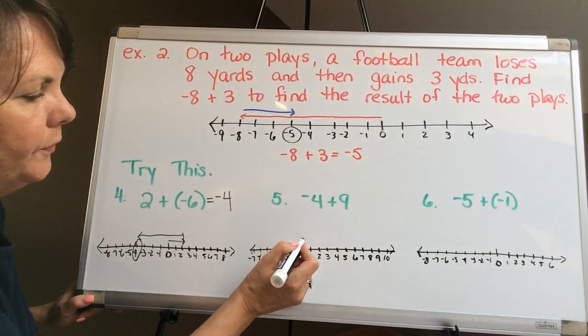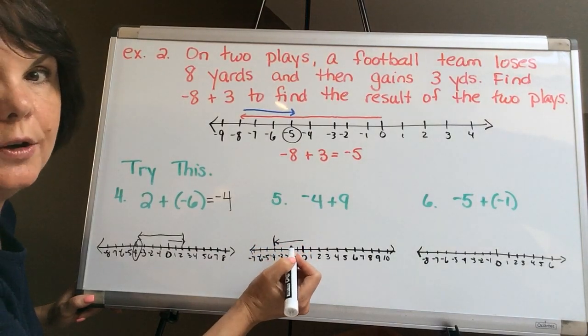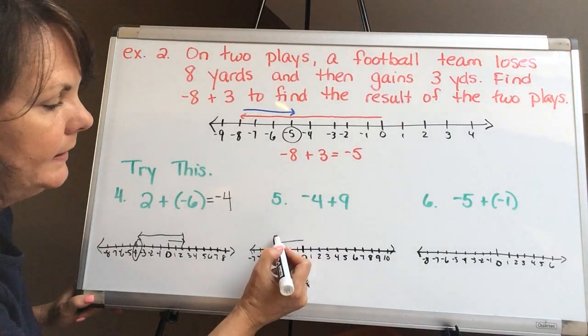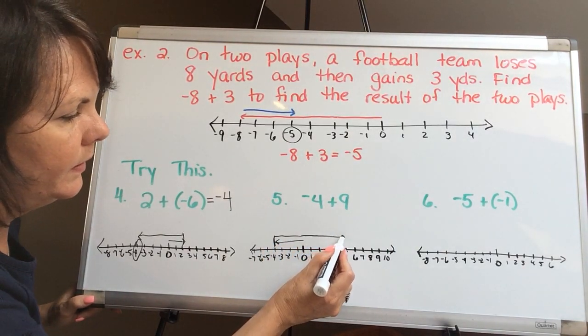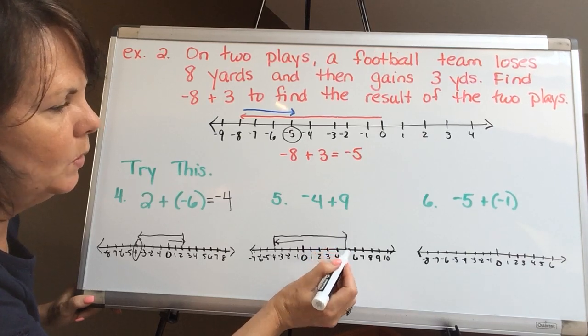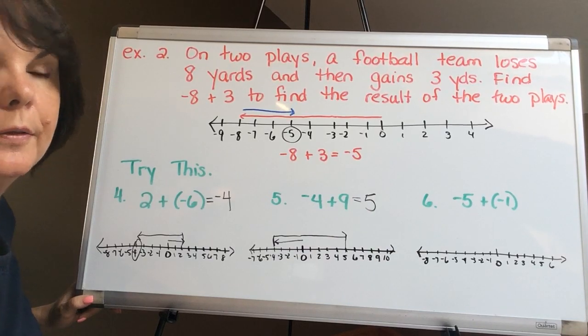The next one is -4 plus 9. Starting at 0, go 4 to the left. I'm at -4. From there, you're going to go 9 to the right. So 4 coming back, that means you have to go 5 more. And you're at a positive 5.